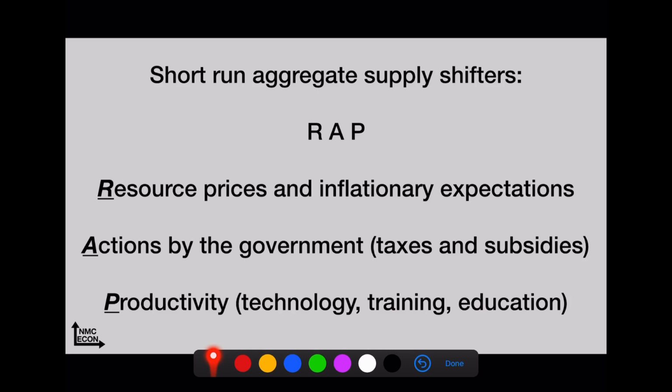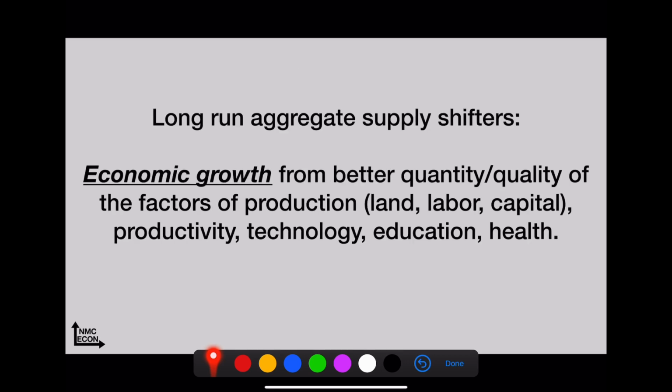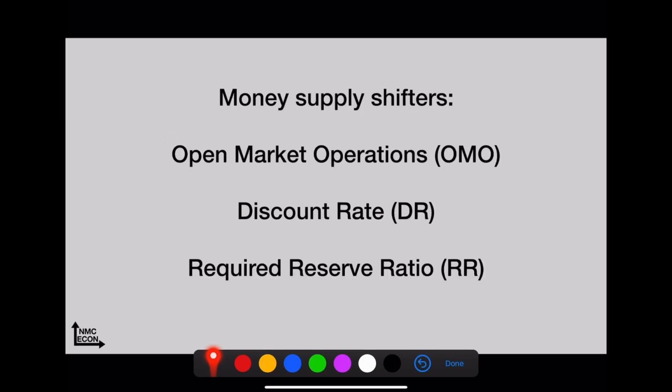Okay, next one, long-run aggregate supply. This is really economic growth. It can be caused by either more or better factors of production, right? So land, labor, capital, entrepreneurship as well, or productivity, technology, education, health. Any of those things is going to make more economic growth happen. So LRAS shifts outwards. Money supply shifters, these are just your tools of the Fed. So open market operations, discount rate, required reserve ratio. Remember, buy bonds, expansionary. Decrease the discount rate is expansionary, and decrease the reserve ratio is expansionary.